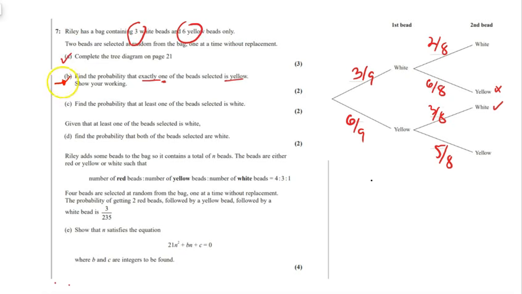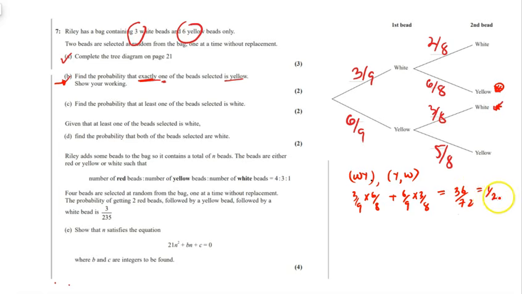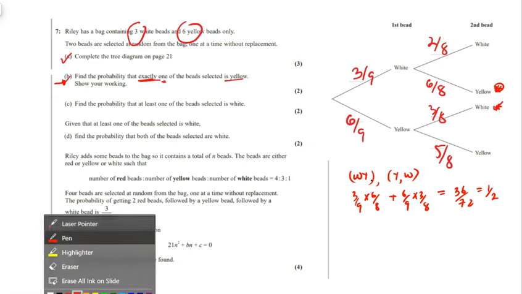Part B of the question asks for the probability of getting exactly one yellow. We can have it as white yellow and yellow white. Then you just follow the tree: 3/9 multiplied by 6/8 plus 6/9 multiplied by 3/8. If you add 18 and 18, this is going to be 36/72, which is 1/2.